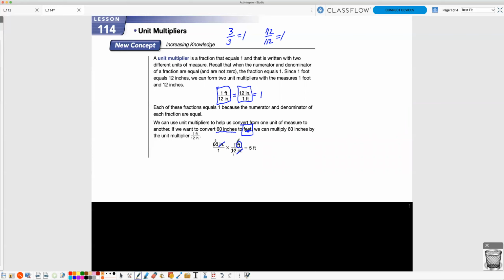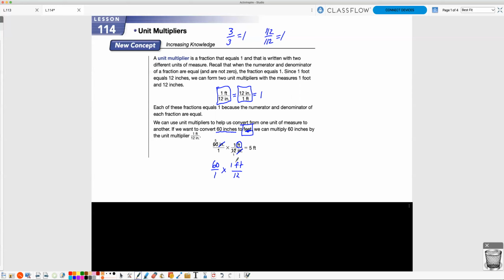So we had to use the unit multiplier 1 foot over 12 inches as opposed to 12 inches over 1 foot. If we would have used 12 inches over 1 foot, we would have had a weird label of square inches over feet, and that's not what we're looking for here. We're trying to convert to feet, and that's it. So notice, inches in the numerator, inches in the denominator, cancel each other out. Now all you'd be left with is 60 over 1 times 1 foot over 12. That's all that would be remaining.